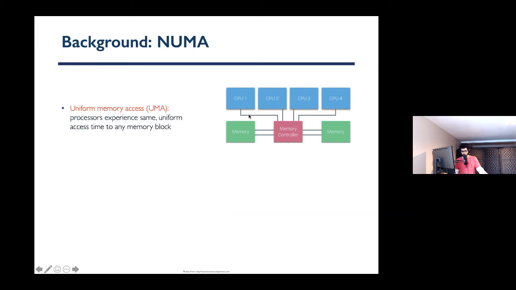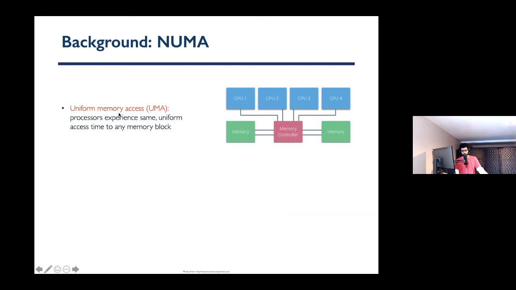It had to send a request to the memory controller. The memory controller would route the request to one of the banks, and then would get the result back and send it to the CPU. So no matter where you want to access, it would take the same amount of time. And that is basically uniform memory access, UMA.